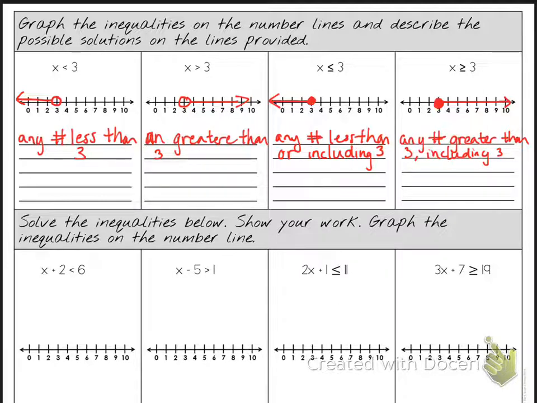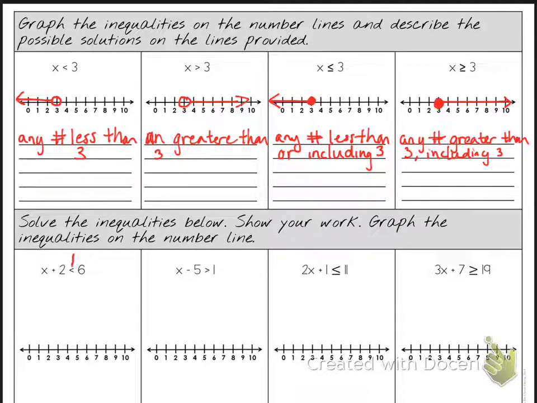Alright, so when you're solving inequalities, you solve them the exact same way as you do regular equations, except for if you're multiplying or dividing by a negative number. But we will talk about that when you come back into class. We're actually going to do an activity. So these notes aren't going to include dividing or multiplying by a negative number. Alright, so solve the equations below.